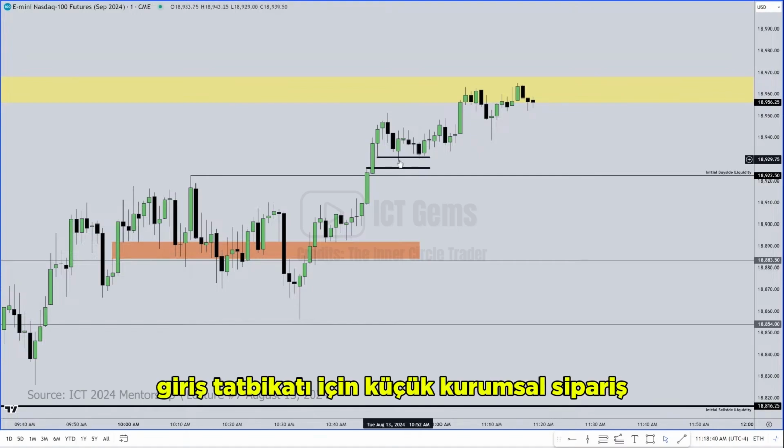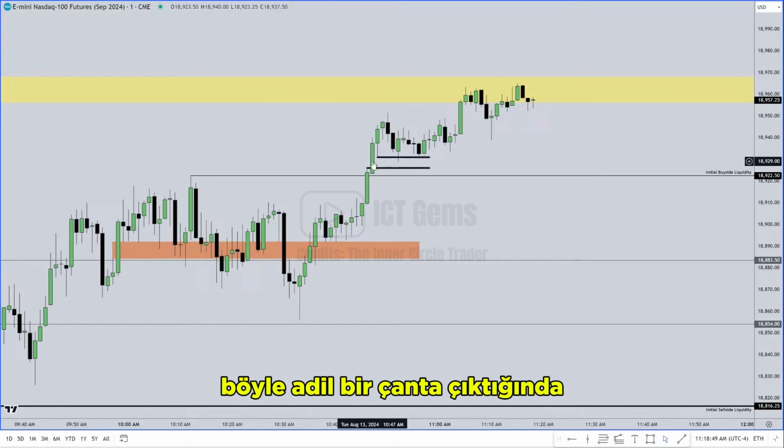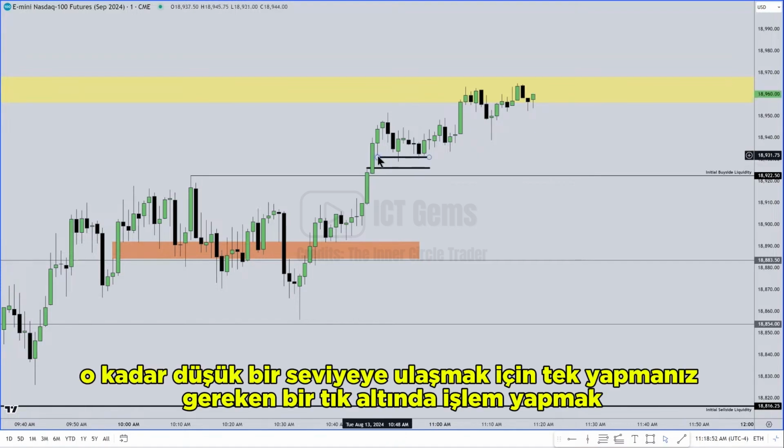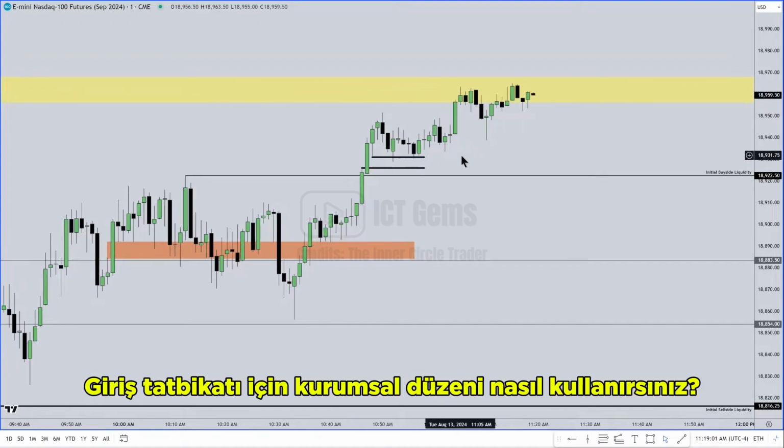It created that little tiny institutional order flow entry drill. So in your notes, whenever there's a fair value gap like that, that low, all it takes is trading one tick below that. And when it does that, that's an institutional order flow entry drill. How would you use institutional order flow entry drill as an entry?